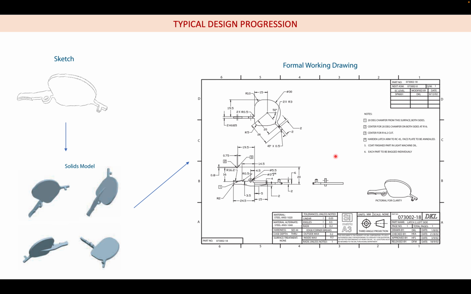This is the typical design progression in any organization, and if any revision has been done on this part, it will be indicated in another table, which is given here at the top. Some notes are also there, which we need to convey to the fabricator for him to be able to manufacture this product. There are details about the chamfer, details about the cut, and each part to be baked. These are the typical notes. So this is an example of a formal working drawing.